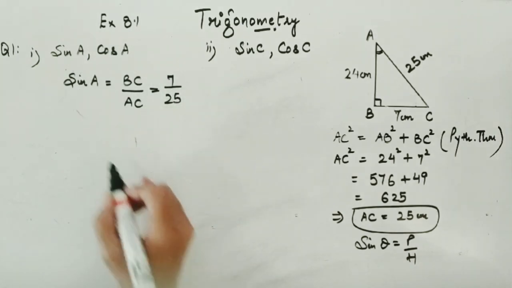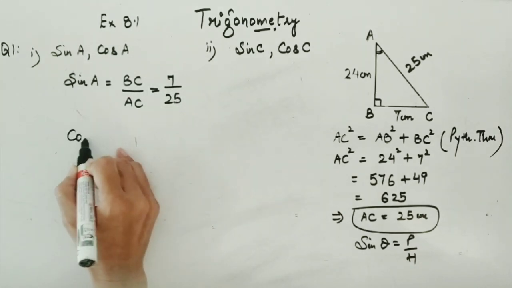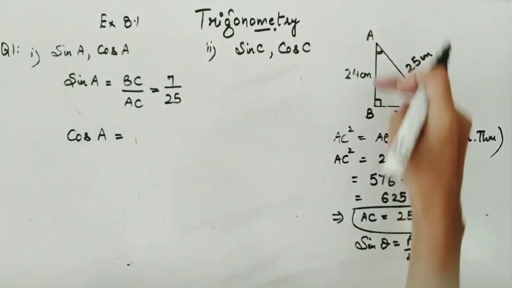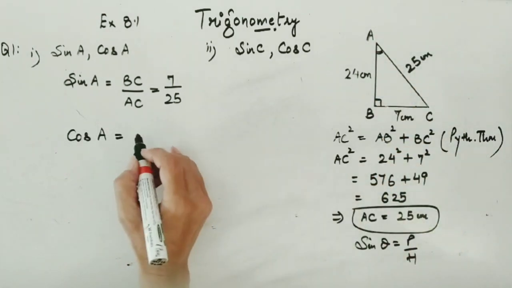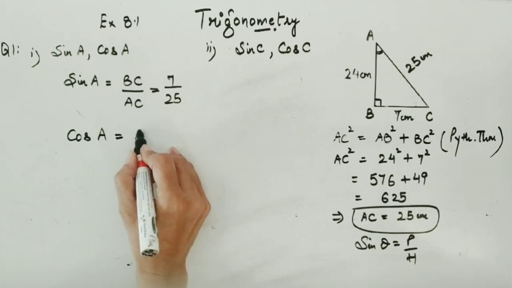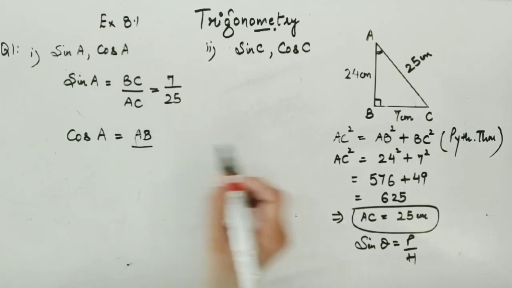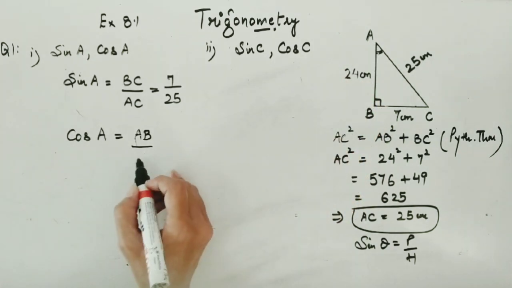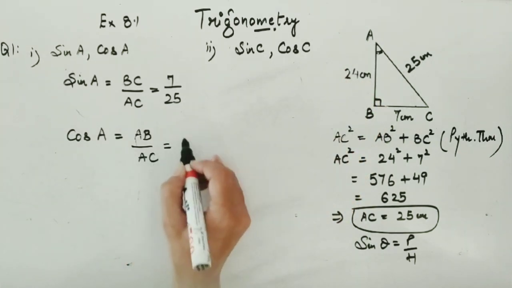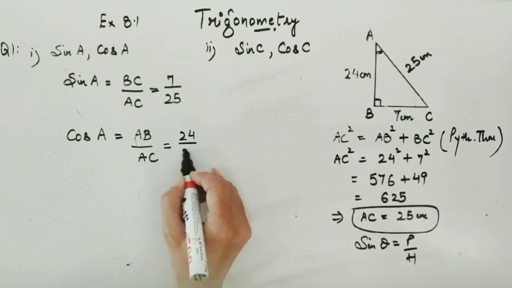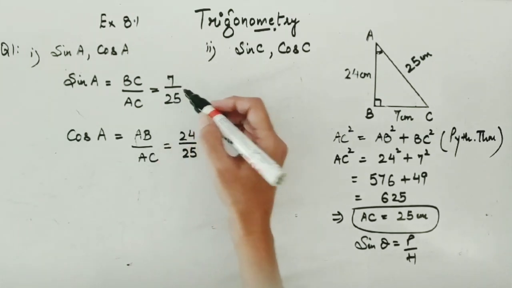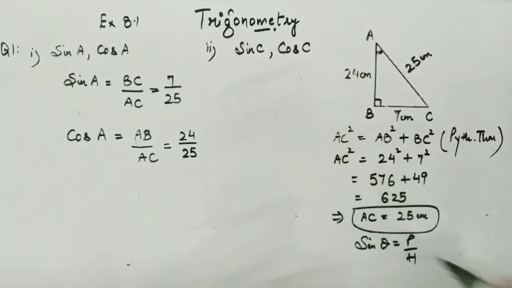Sin A is found. Then comes cos A. Cos A would be base by hypot. Base for this, when angle is formed here, AB is base and AC is hypot. So this would be 24 by 25. Centimeters you can cancel, and ultimately, since it's a ratio, it has to be unitless.